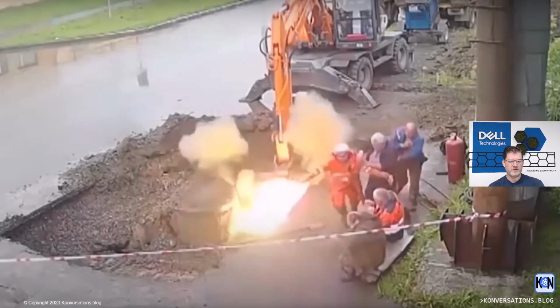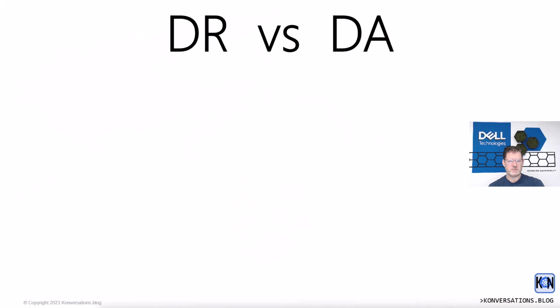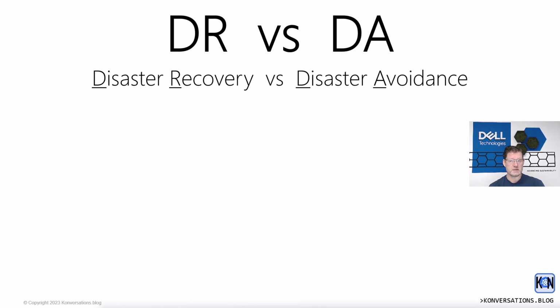Now, most people are familiar with the term DR, or disaster recovery. Far fewer people with DA. You want to take a guess? DA stands for disaster avoidance. So this is basically the difference between a disaster that just happened or a disaster that is about to happen.